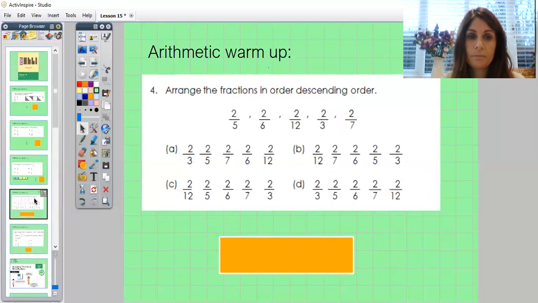Next question. Arrange the fractions in order. That's not quite written correctly, sorry. Arrange the fractions in descending order. So descending, remember, means going down. So descending order, starting with the biggest fraction down to the smallest fraction. I'm going to let you have a go at that. Pause the video if you need more time.